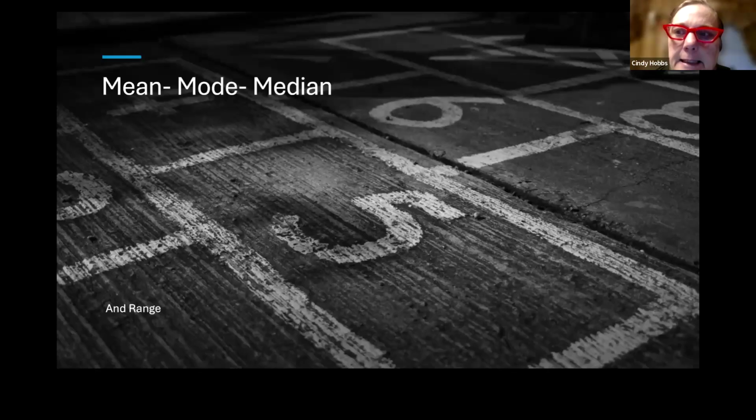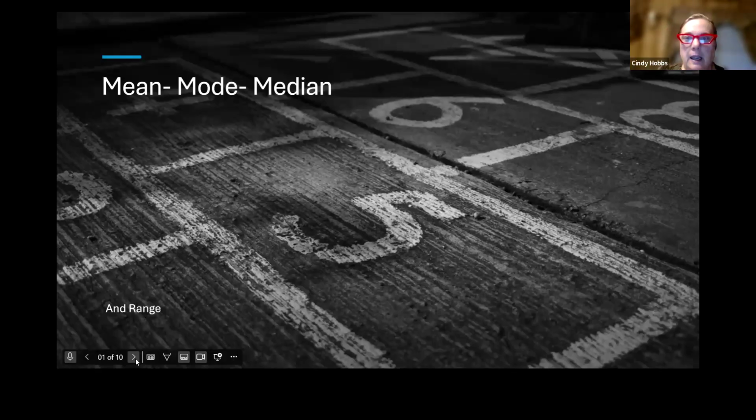Okay, this is lesson 9. We're going to talk about mean, mode, and median. You're going to have a couple of questions about mean, mode, and median. Not only are you going to have it on your math test, but you're going to have it on the social studies and on the science. And range. There are not many range questions, so we're not going to spend a lot of time on that.